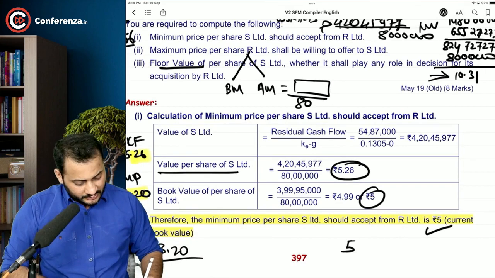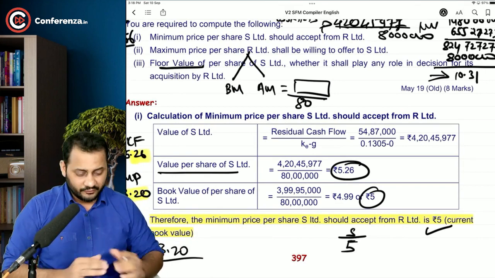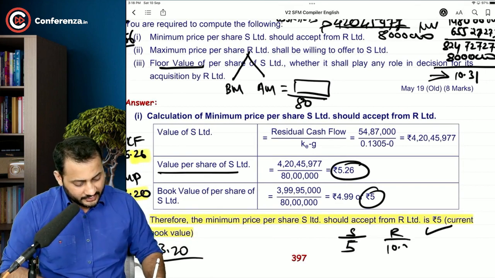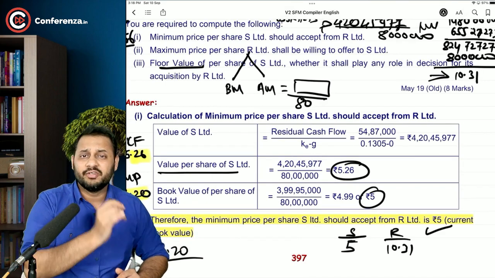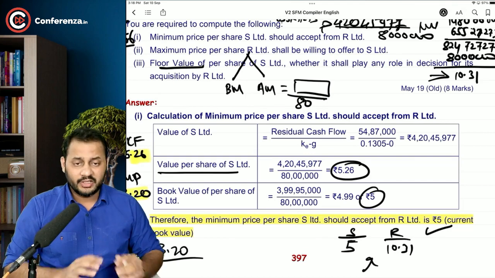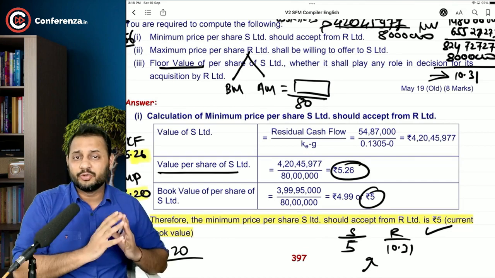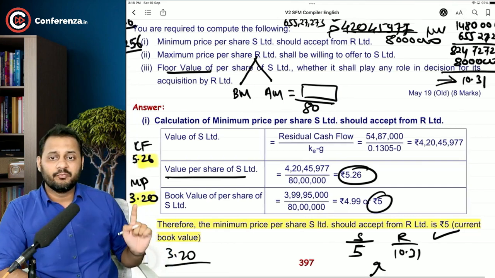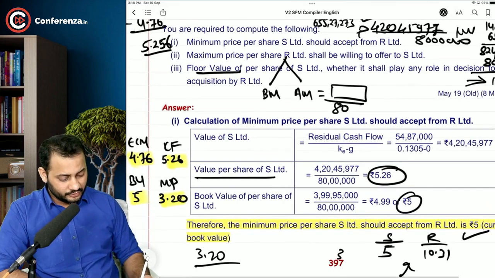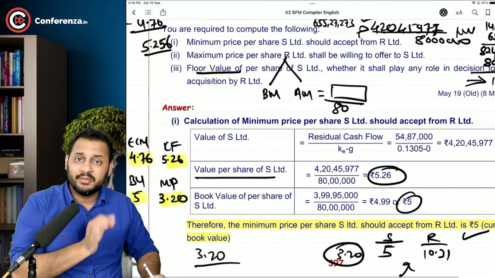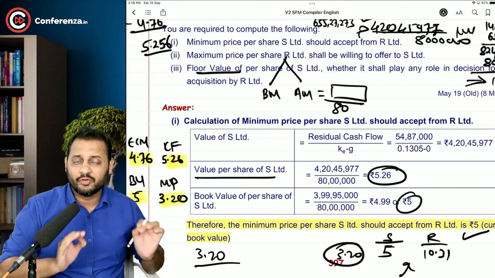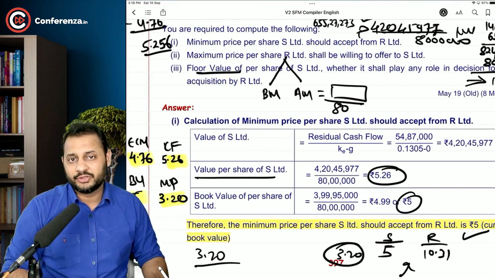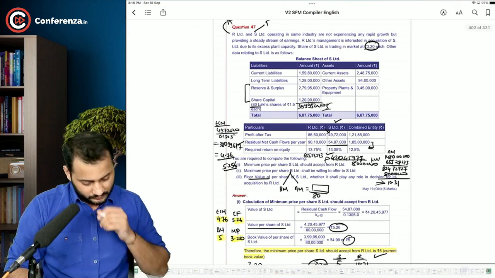I will show you. The minimum S Limited is asking is 5 rupees. The maximum R Limited is ready to pay is 10.31. So whenever the negotiation will start between the two companies, somewhere between these two prices, the negotiation will close. And the floor price of 3.20 is not coming in that range. That means this will not play any kind of a role in the final negotiation. Let's have a look.